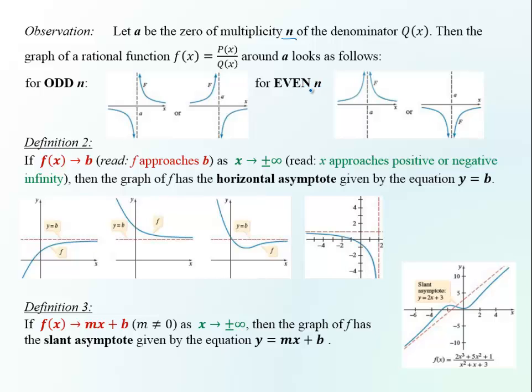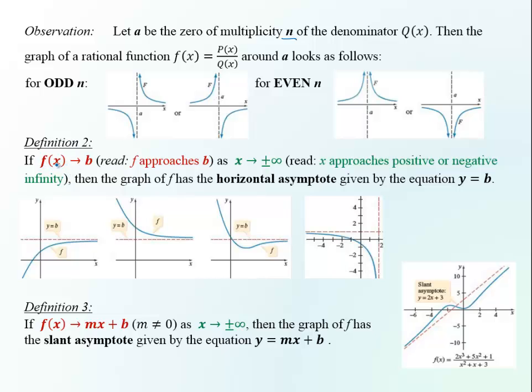However, if n is even, then the graph tends to go towards the same side, so either both to plus infinity or both to negative infinity. Okay, so we know quite a lot about vertical asymptotes. What about horizontal asymptotes? So far we've been just guessing our equations of horizontal asymptotes by looking at the graph on the graphing calculator. But here's the formal definition.